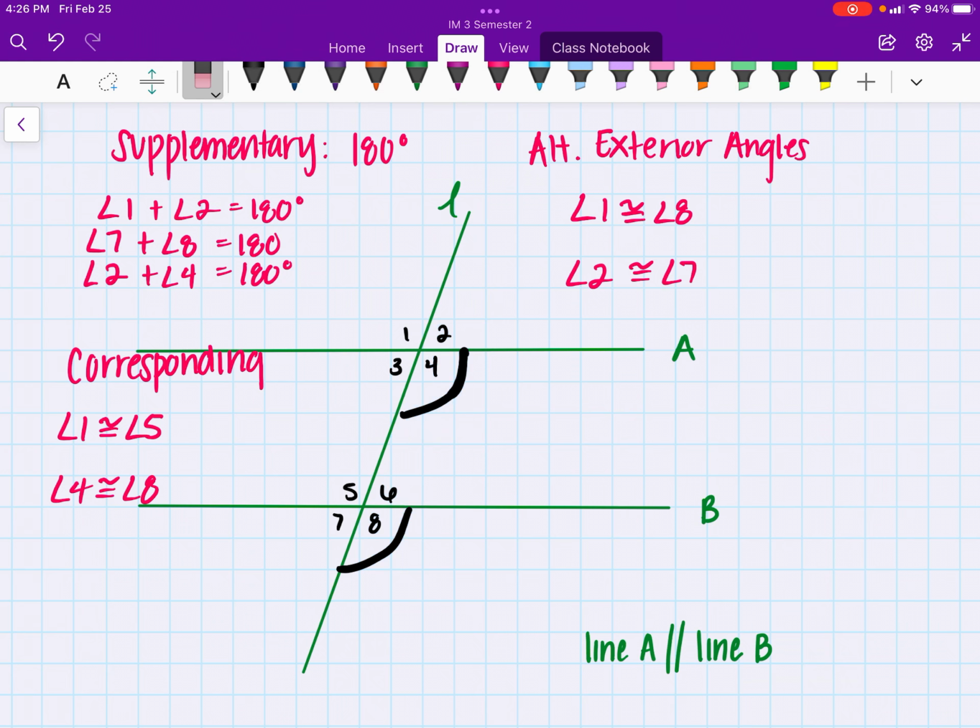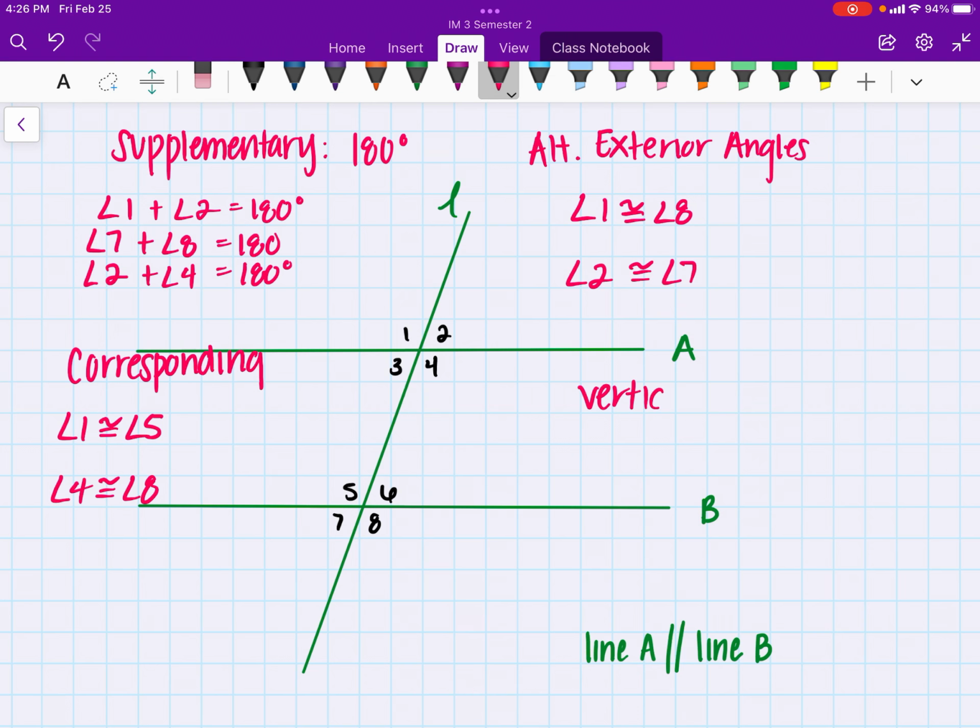I'm not going to be writing all of them down, but you get the idea of which ones would be corresponding, because we could also say 2 and 6 are corresponding, or 3 and 7 are also corresponding to each other. Now, in this case, guys, once again, they're all going to be congruent here. So that's corresponding.